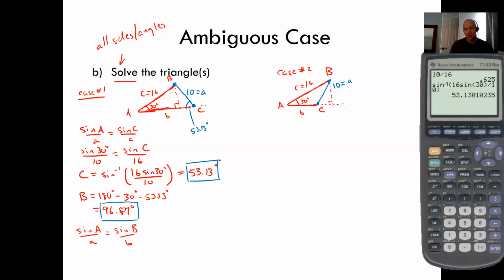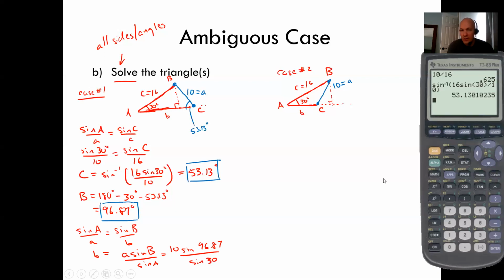The shortcutty way to do this is B goes up here, A goes over here, sine A goes down there. It's kind of like cross multiplying. So I'm just going to rearrange this and maybe not show every tiny little bit of the work. This will be A sine B divided by sine A. So this will be 10 times sine of 96.87 divided by sine of 30.